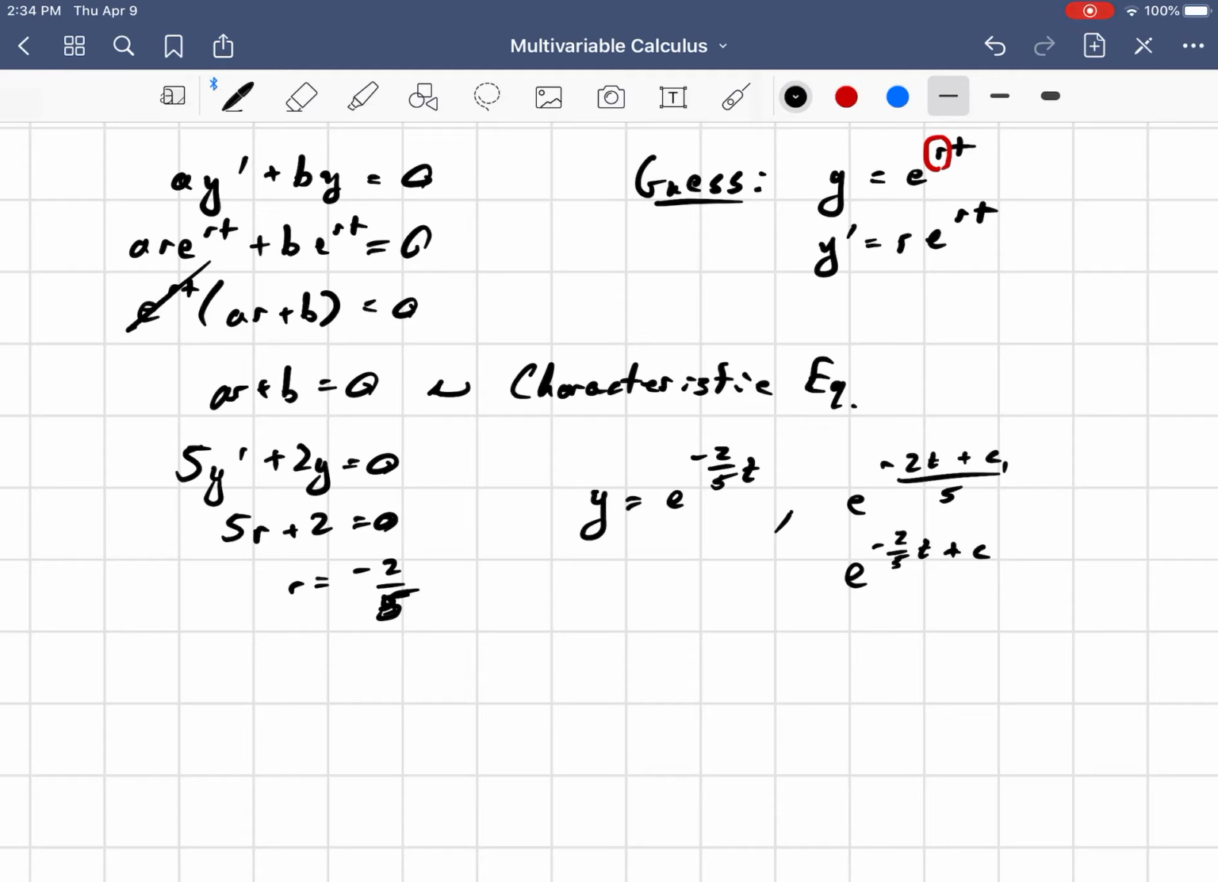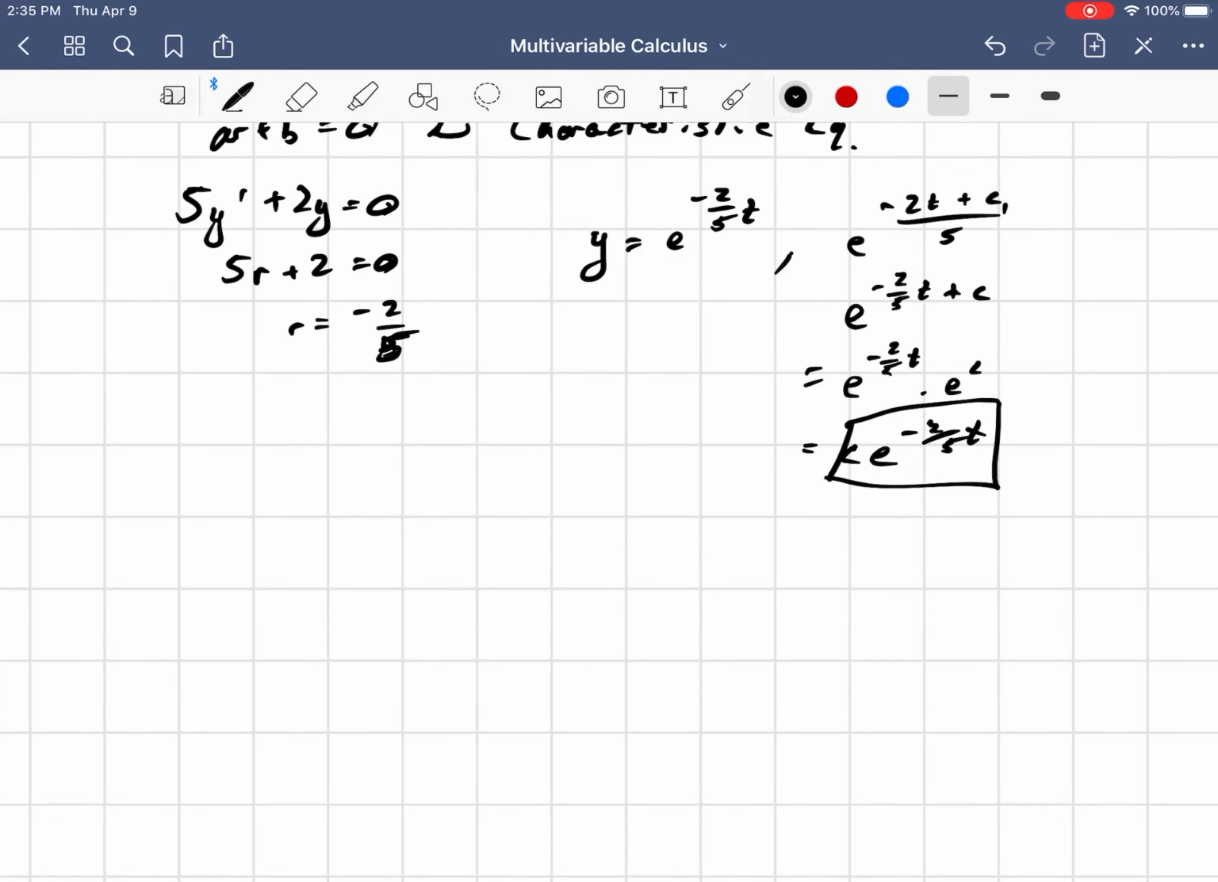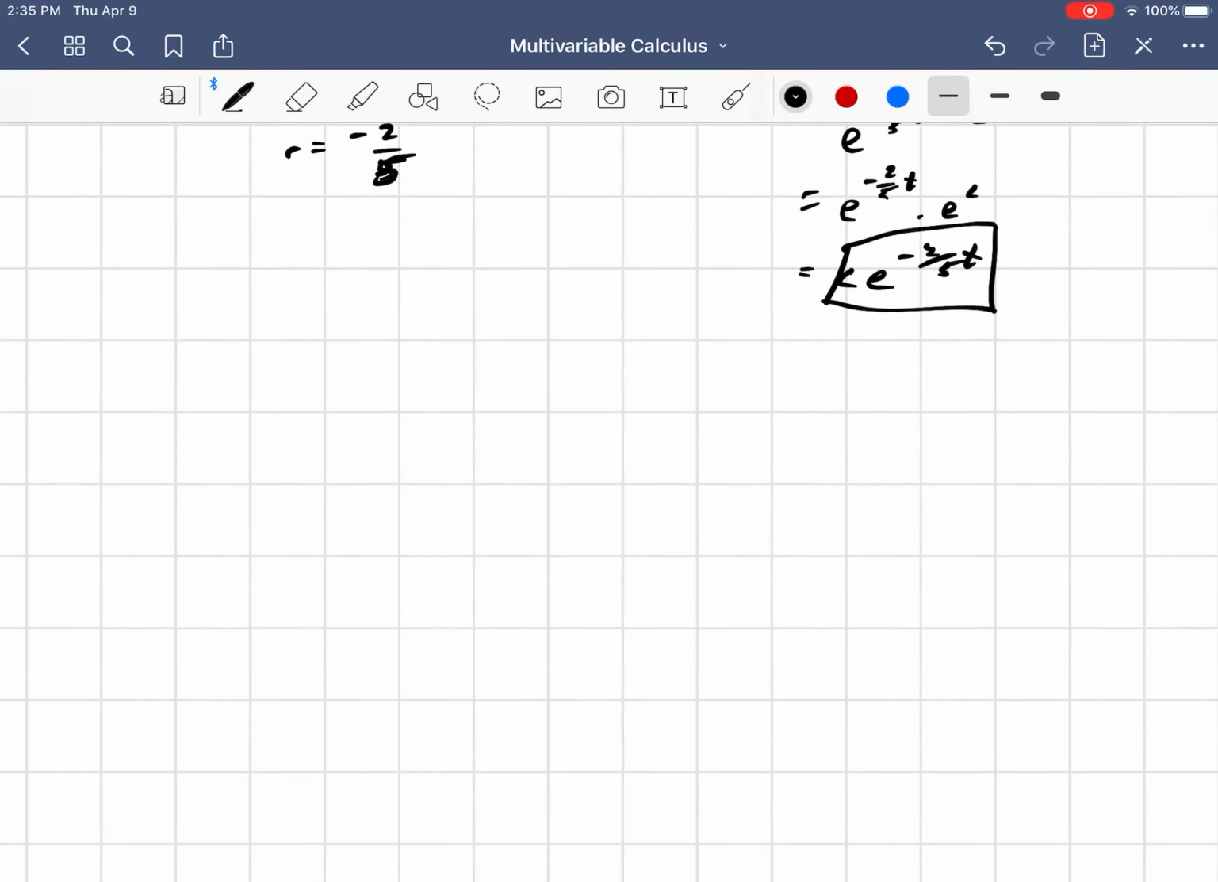And we could make it look a little nicer too, right? Because in other words, when we have, say, a to the b times a to the c, that's a to the b plus c. So we could go backwards here. This is e to the negative 2/5 t times e to the c. And e to the c is, again, just a constant. So that's c e to the negative 2/5 t. And that's how you will see it written in most textbooks, c e to the negative 2/5 t. And if you do plug that into the original differential equation, you will get 0.